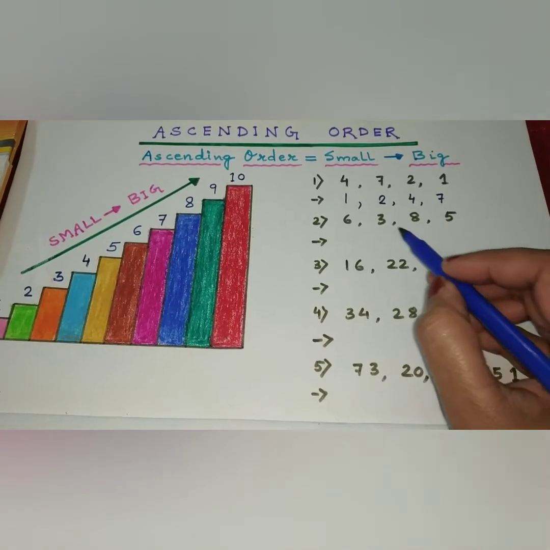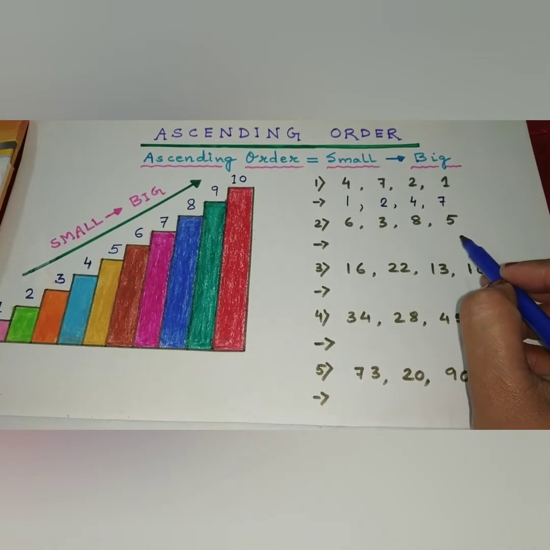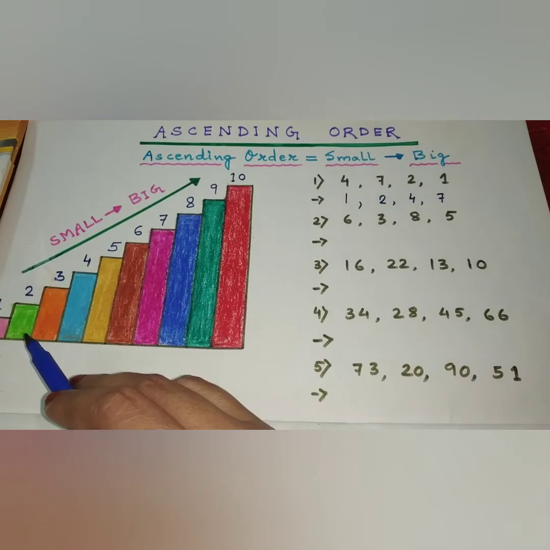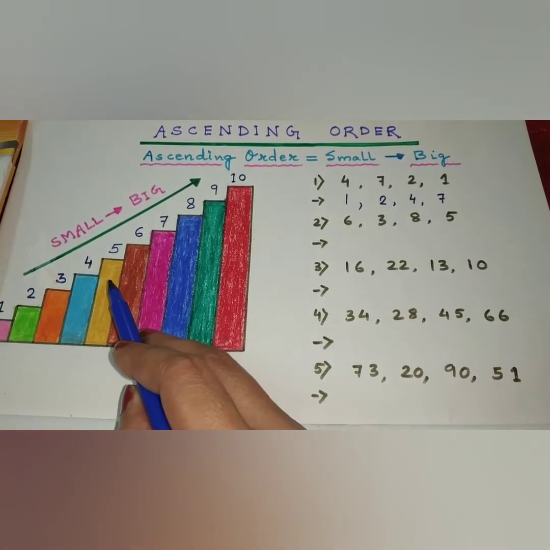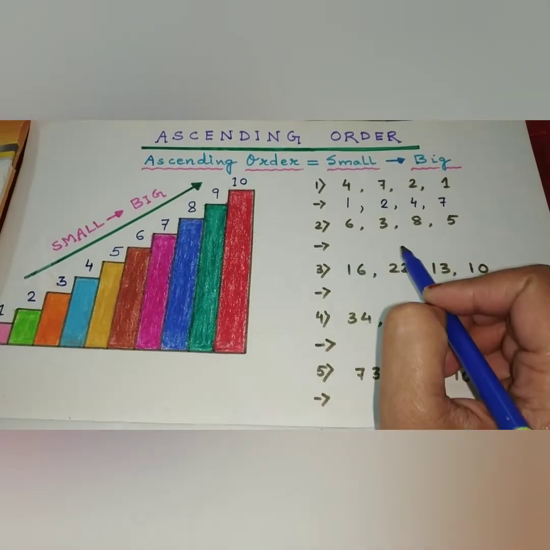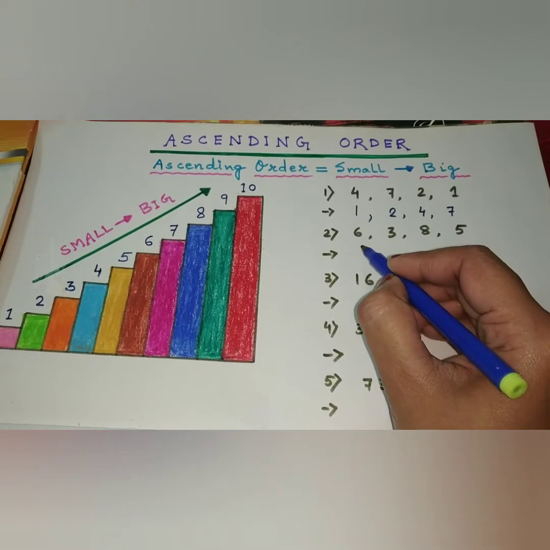Example number 2. 6, 3, 8, 5. So which is the smallest number? As you can see in this chart, 3 is the smallest. Then comes 5. So the first smallest number in example number 2 is 3.